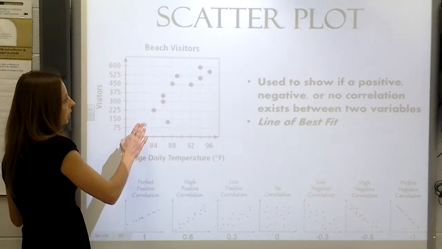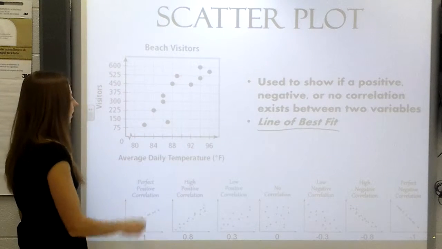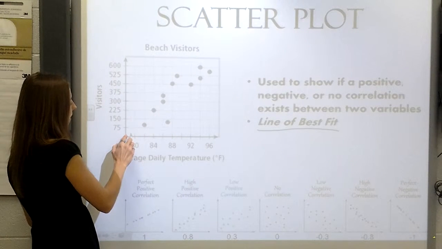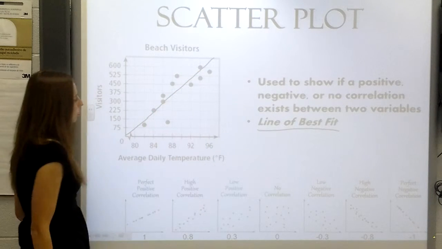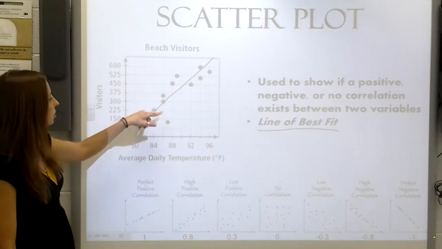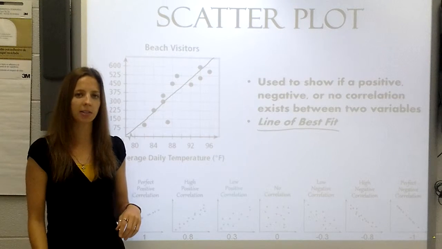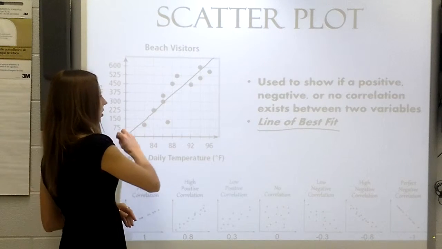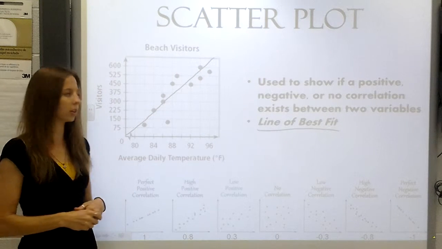And also, when you're doing a scatter plot, you look at something called the line of best fit. What that is, you're basically creating a line that runs through your data and is as close to your data points as possible. And that just creates your linear line and helps you see the graph a little bit better.